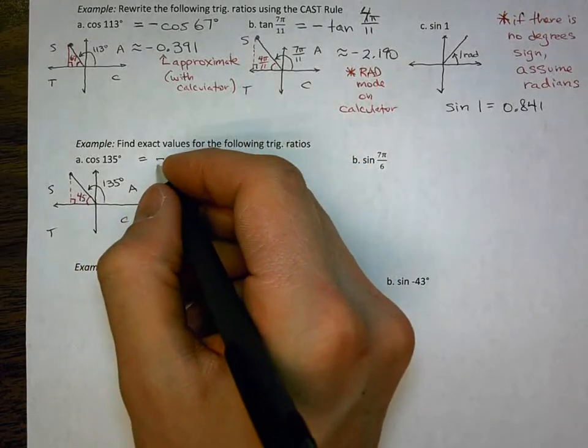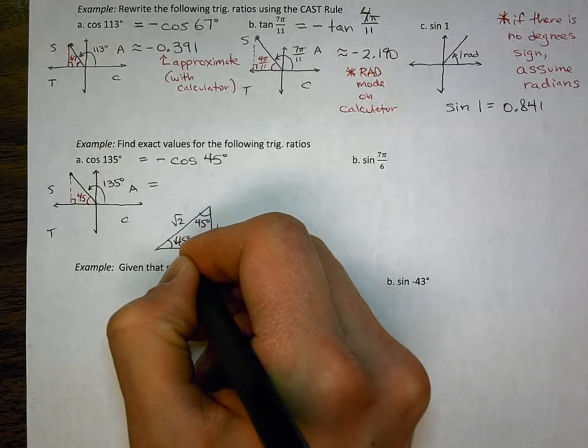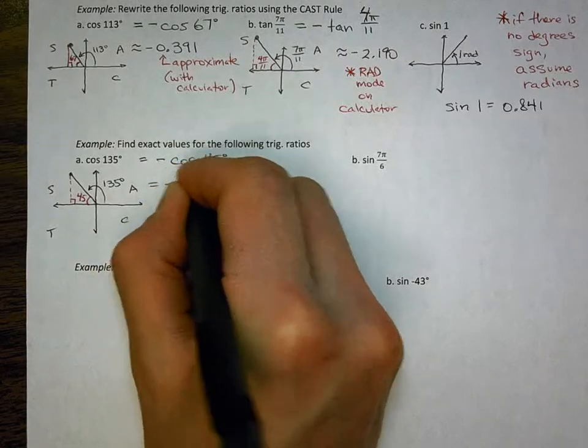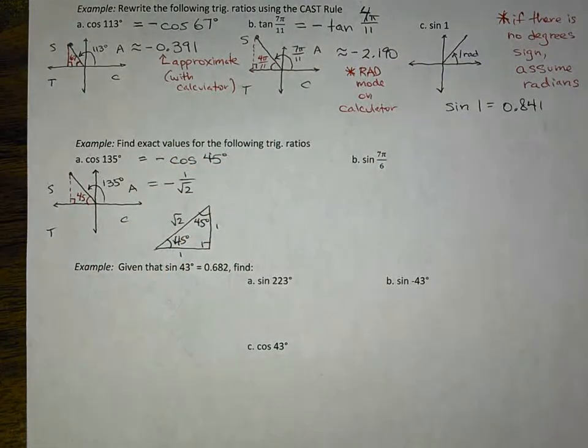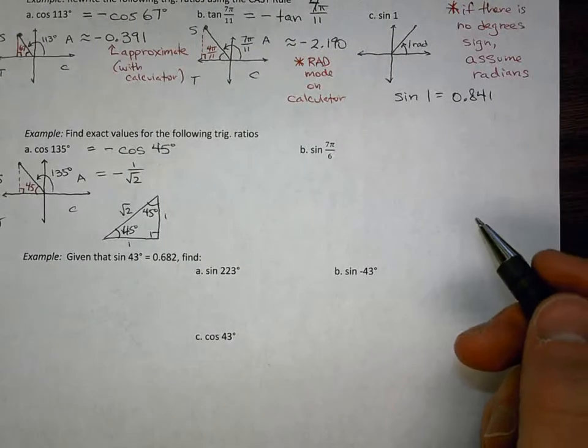So now I know that cos 45 is adjacent, so 1 over hypotenuse root 2, and there's a negative in front, so it's negative 1 over root 2. Oh, imagine you put the special triangle over here. That would have been a better use of space.